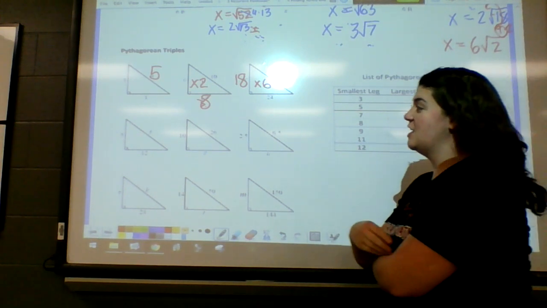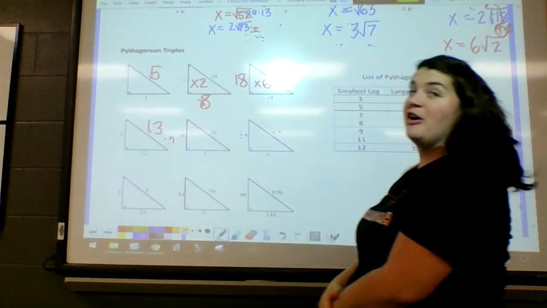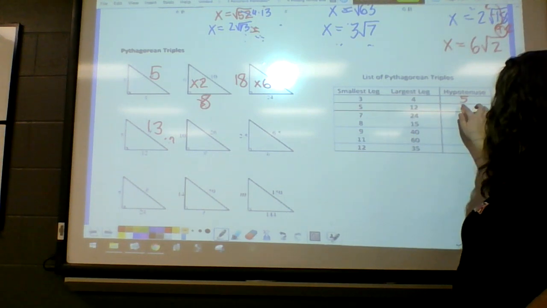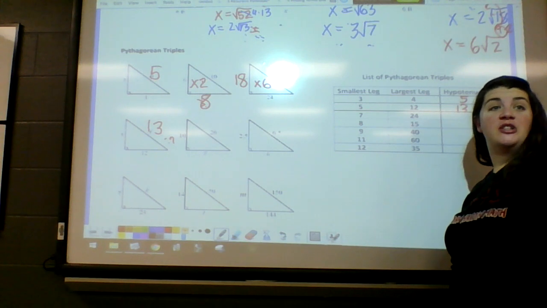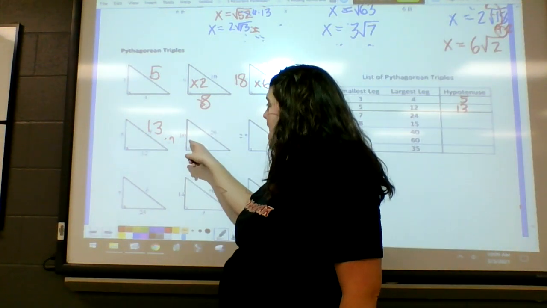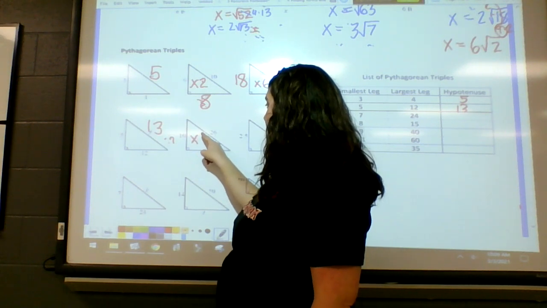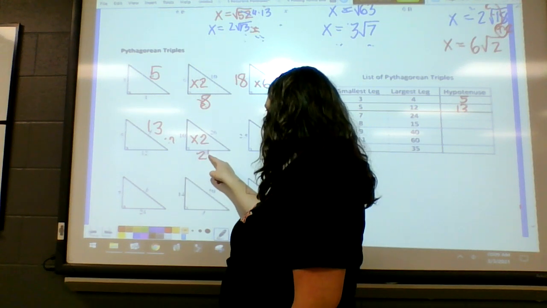Thirteen. So a 5, 12, 13 is the next Pythagorean triple, in terms of the smallest leg just going up. And once again, you can do any scale factors of the 5, 12, 13. So in this one right here, the 5 becomes a 10, the 13 becomes a 26. So the scale factor here was times 2. So then the 12 would be times 2 to get 24.